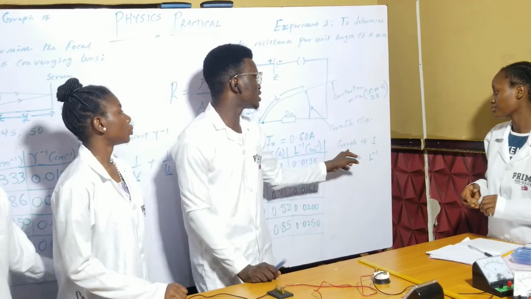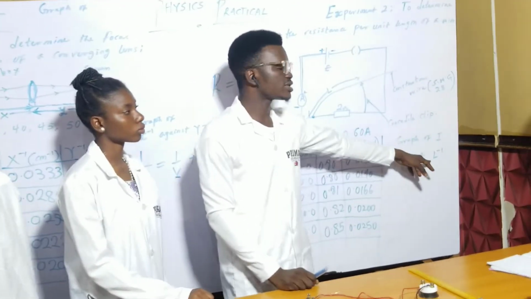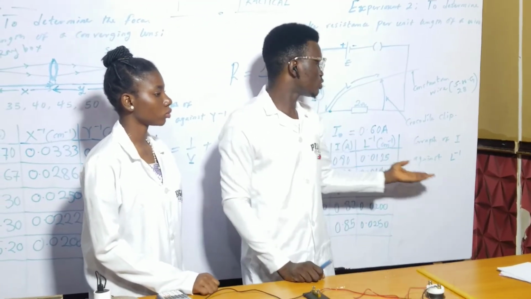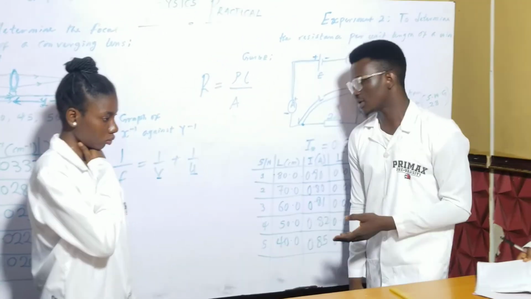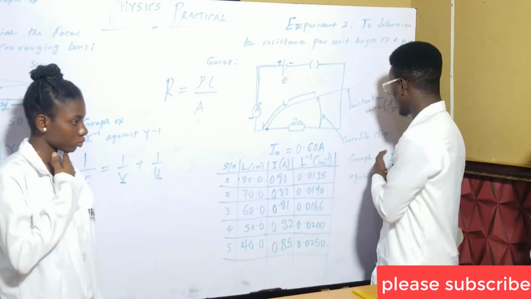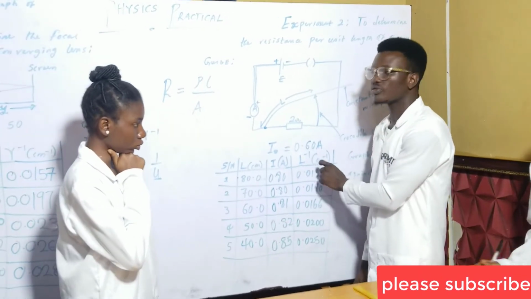Now we are going to plot the graph of I against L inverse. So we take our slope and we take our scale. So we take our scale for I and we also take our scale for L inverse.